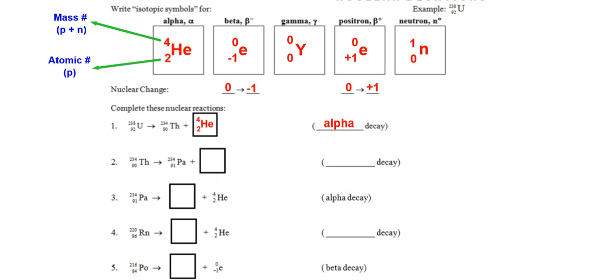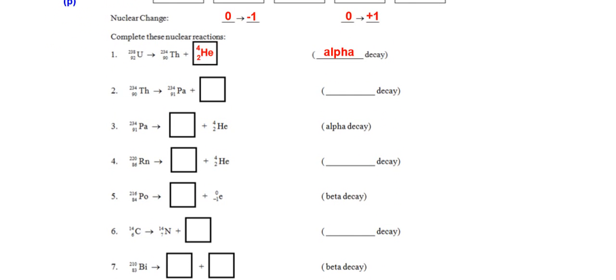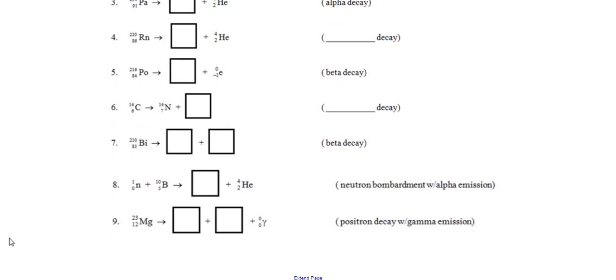So you can fill out many of these as you go, and that's your homework. But we're going to go down all the way to number 8. And what this one says on the side gives you a little hint. Neutron bombardment. Let's look at that. When you're bombarding something, you're hitting it with it. So a beam would be hitting this boron isotope with a neutron.